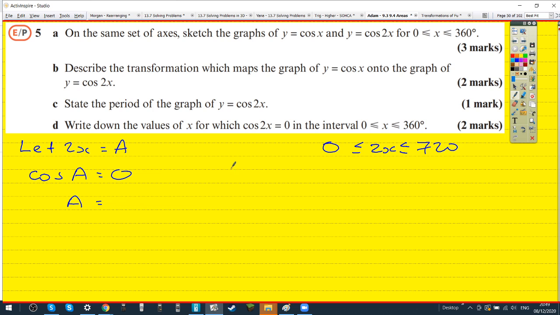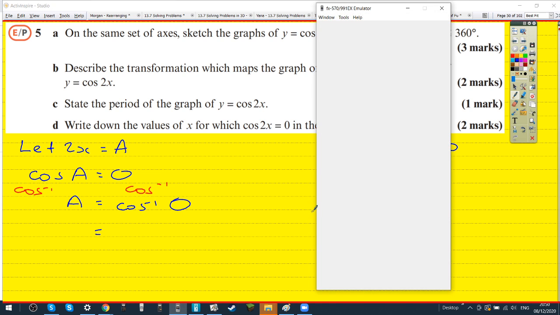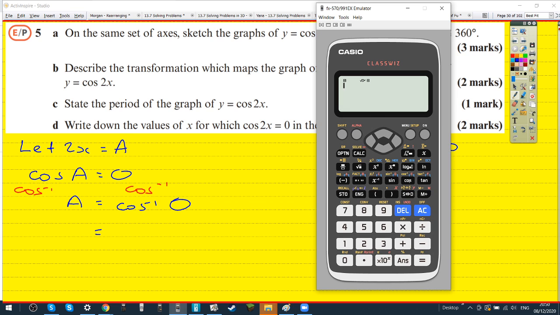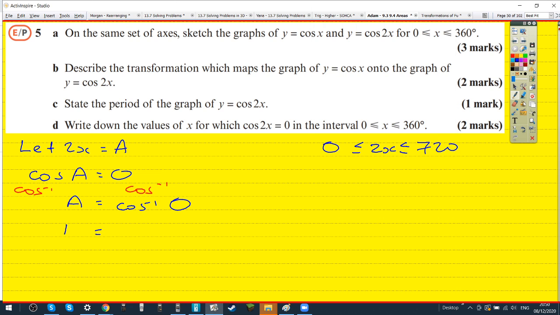So we're dividing by... wait. The opposite of cos is shift cos, inverse cos. So would a be the inverse cos of 0? Yeah. Calculator, baby. I got 90. Okay, so one possible solution: a is 90 degrees. Yep.